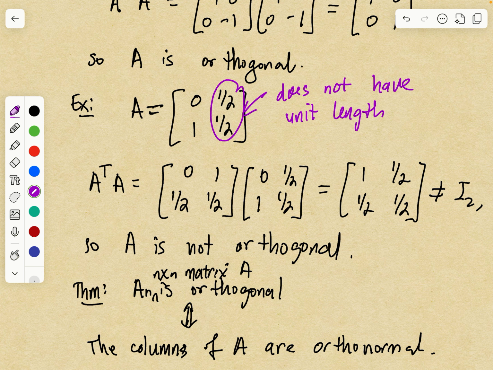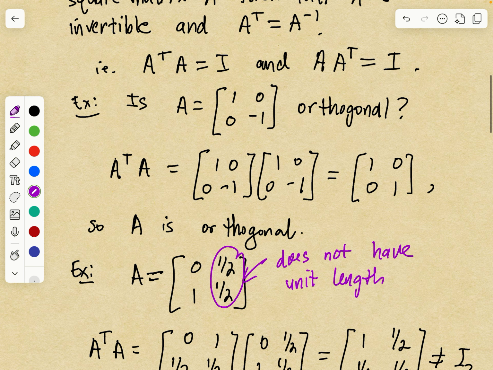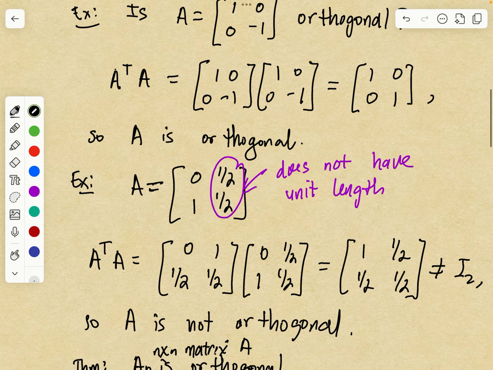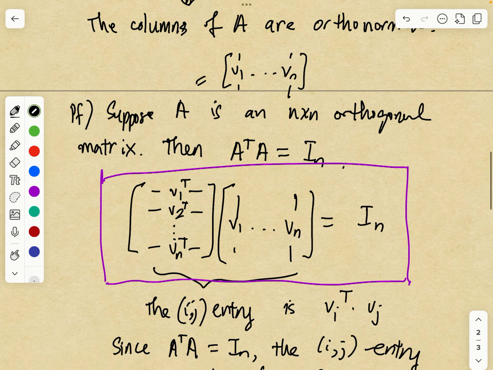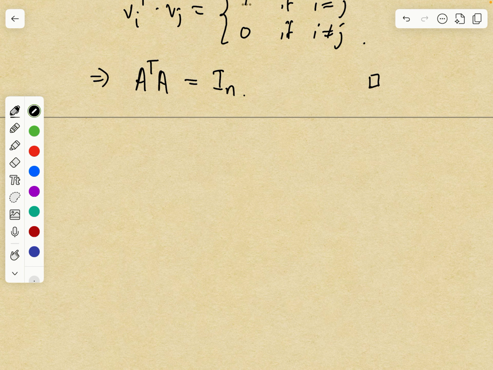Right? The length is root 2 over 2. And for the first one, the columns are perpendicular and they have unit length. So A is orthogonal. That's a way to tell if it's orthogonal without having to actually multiply the matrices. But of course, it's not too hard when you have a 2 by 2 matrix to just multiply A transpose and A and see if you get the identity matrix.